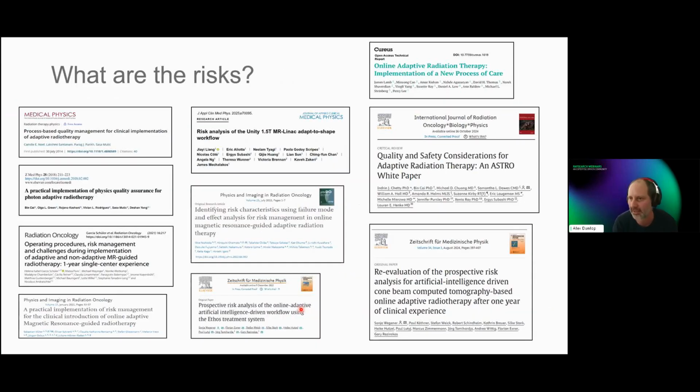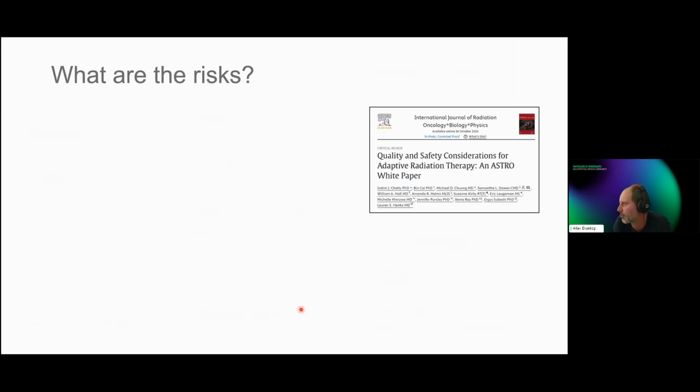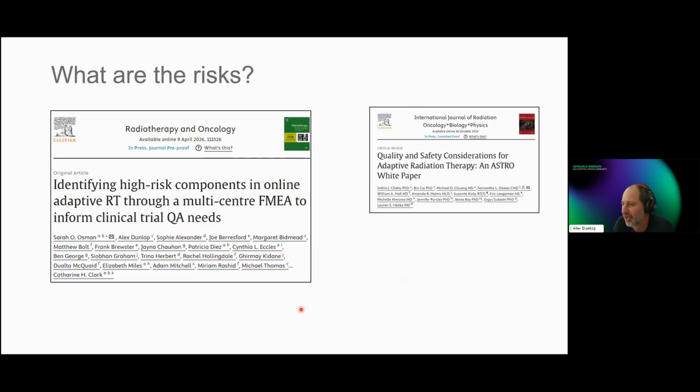But if you're interested in risks about online adaptive radiotherapy, there's a whole wealth of literature in this subject. If you just want to concentrate on one of them to start with, I would recommend this paper in the Red Journal that was published in late 2024, which is a really good overview. And just as a shameless plug, in the UK, all of the centres performing online adaptive radiotherapy have come together, and we performed a FMEA to look at risk in online adaptive radiotherapy.